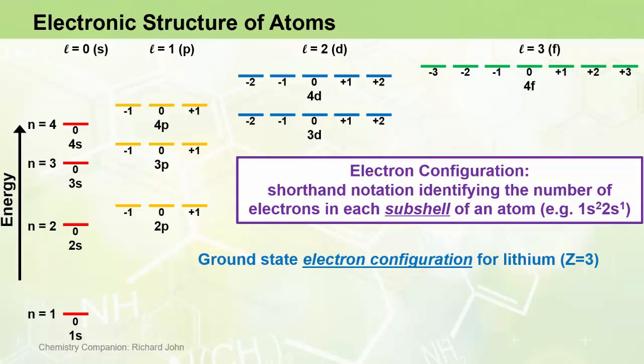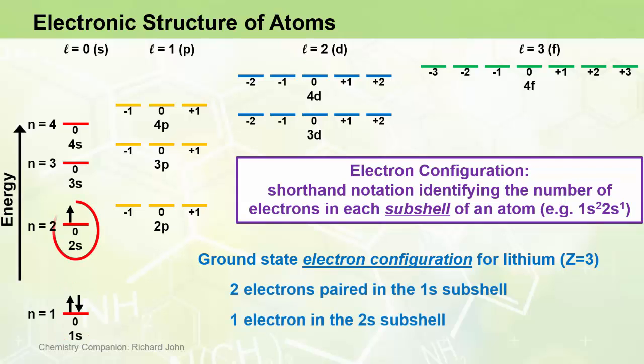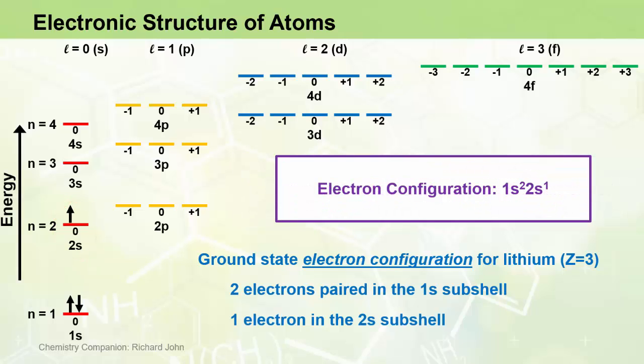So let's see how we get this electron configuration for lithium. If we go to the orbital diagram for lithium, we see that there are 3 electrons in its electron cloud, and they are distributed in a particular way, with 2 electrons paired in the 1s subshell and the third electron residing in the 2s subshell. And this, as I said, results in an electron configuration written as 1s2, 2s1, where the 2 superscript represents the 2 electrons in the 1s subshell, and the 1 superscript represents the 1 electron in the 2s subshell.